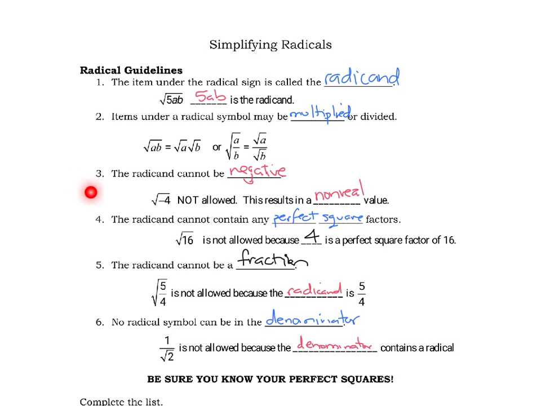Number 3, the radicand cannot be negative. So, square root of -4 is not allowed because this results in a non-real value.